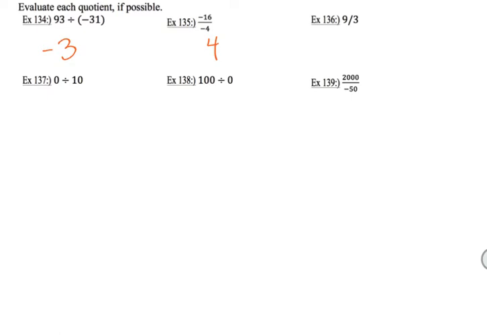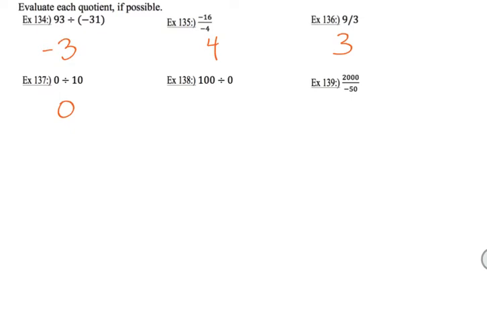Okay, example 136. 9 divided by 3 is 3. Now decide what the sign is going to be. It's positive divided by positive, so the answer is positive. Example 137. 0 divided by 10. First, ignore the signs and divide. 0 divided by 10 is 0. Now, as far as positive or negative goes, 0 is neither positive nor negative, so we don't have to worry about that. The answer is just 0.